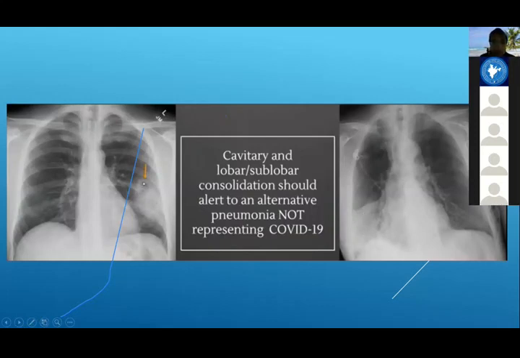So you can see here the cavitation, and here it is involving the right middle lobe. Here is a lobar pneumonia, you can see the silhouetted cardiac margin, and you can see the sharp horizontal fissure here. So in these two cases, the rest of the lungs are clear, and we are almost sure that it is bacterial pneumonia, not COVID-19 pneumonia.